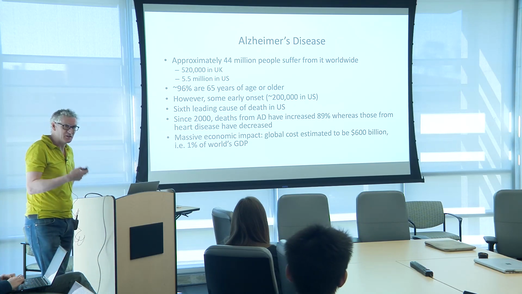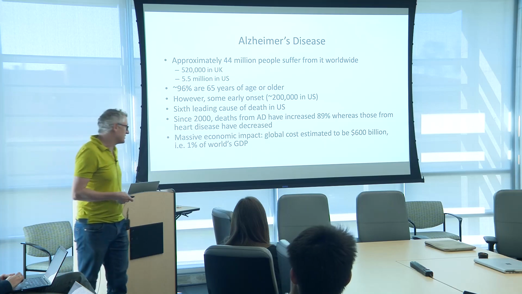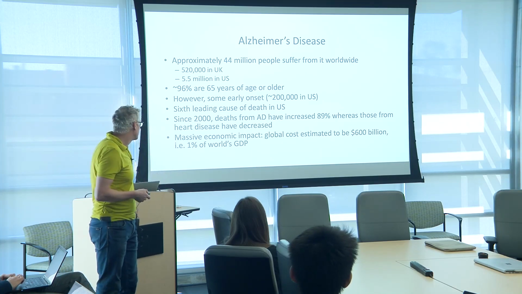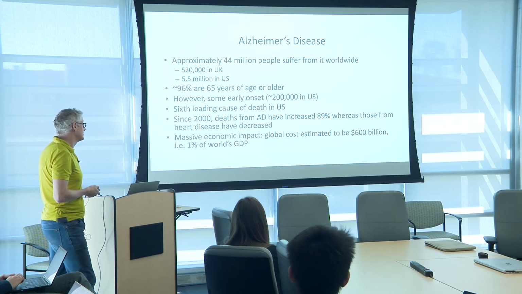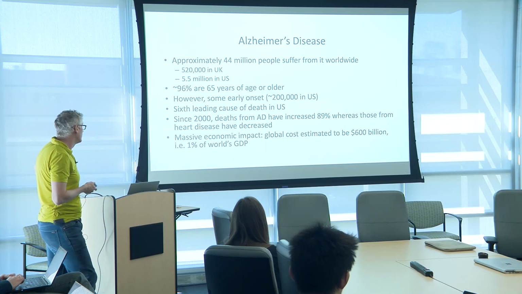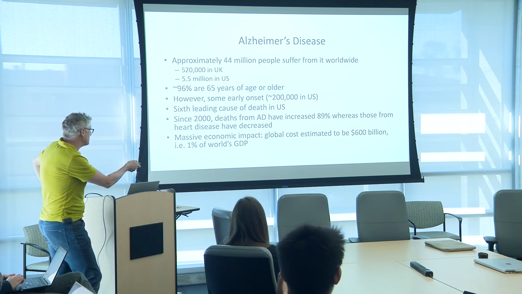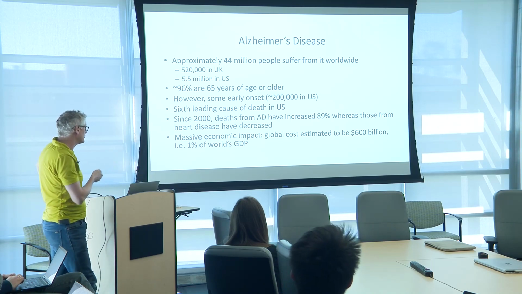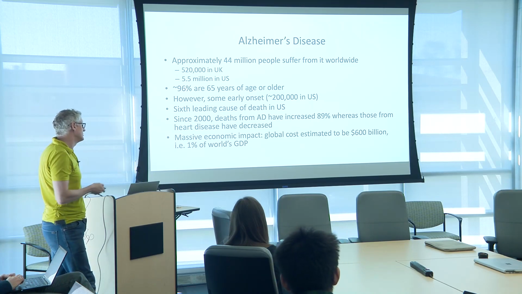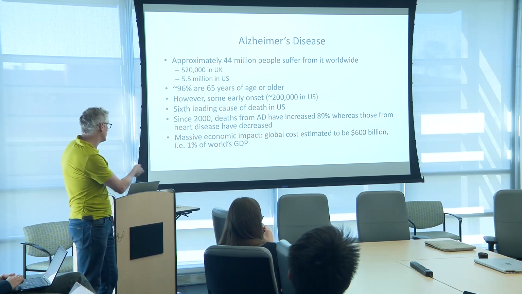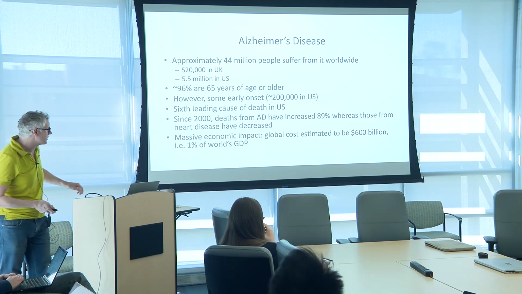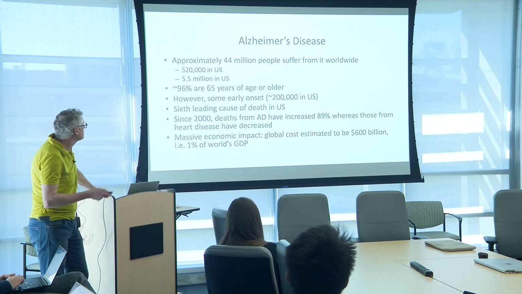And as we're starting to cure some of these other conditions, obviously Alzheimer's is going to become more and more prominent. And it does have massive economic impact. By economic impact, I believe it may be the top or close to the top in terms of the diseases. The global cost is estimated to be $600 billion, so 1% of the world's gross domestic product. So it's a significant problem.